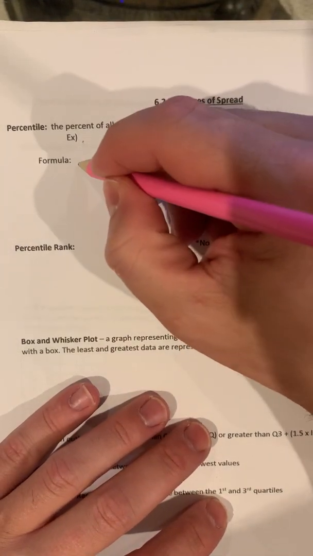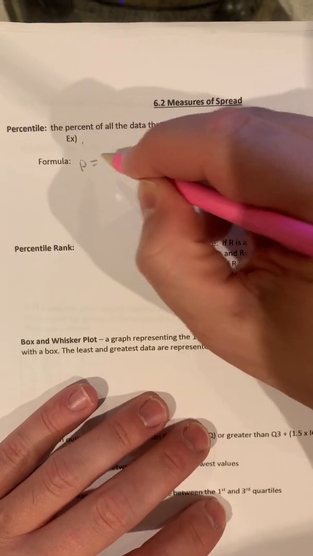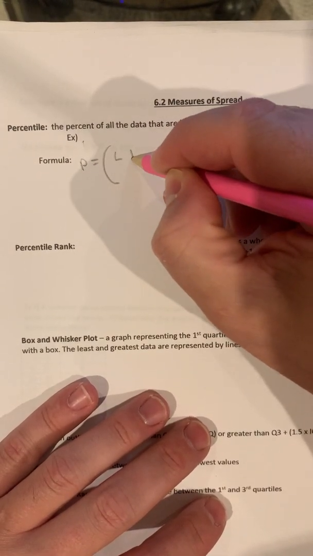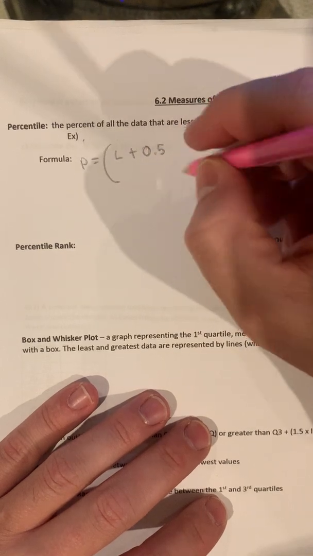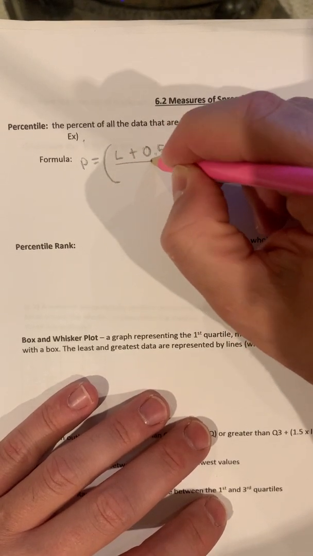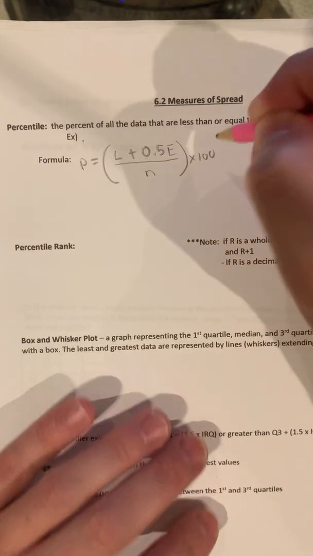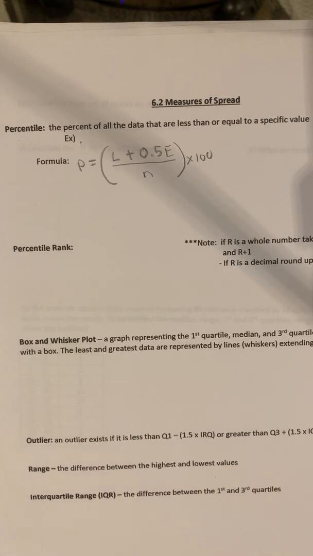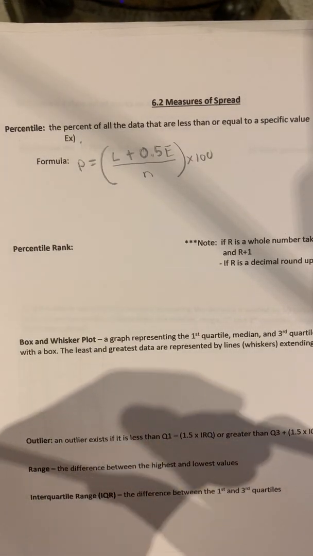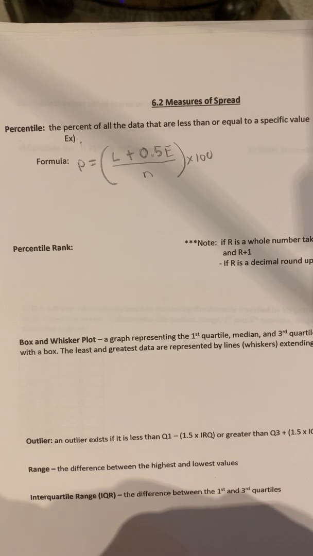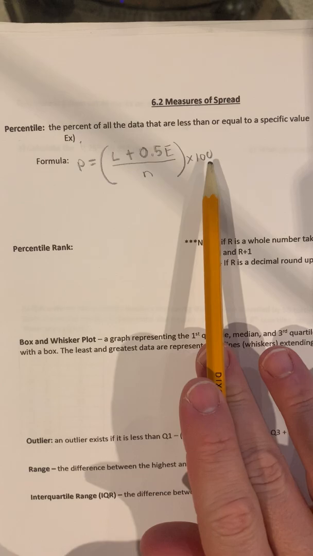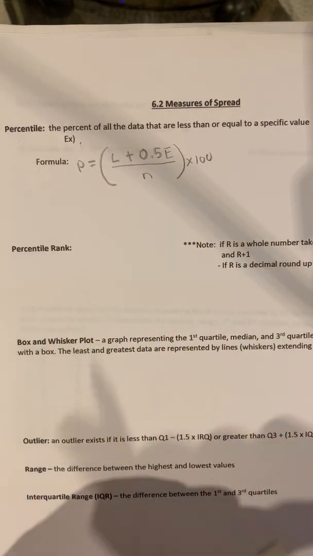The formula for this one is P equals, in brackets, L plus 0.5 E, all over N, and then we multiply that by 100. This formula I'm giving you is slightly different than the one in the textbook. I believe this one is easier to use, so I'll be using it. I believe the textbook has the 100 in the front, and they might have different letters.